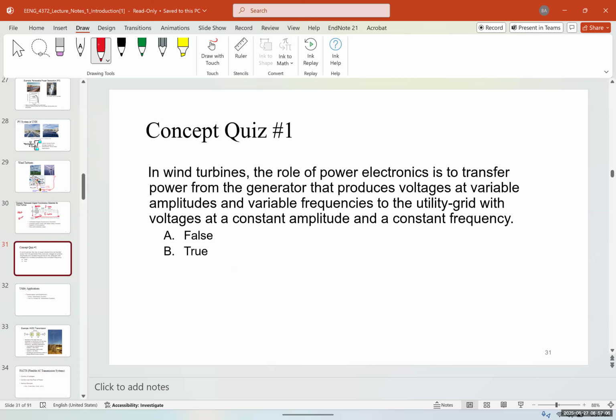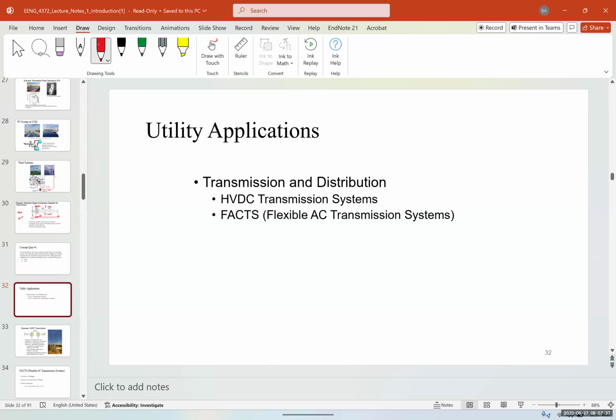So in a wind turbine, the role of power electronics is to transfer power from the generator that produces voltage at a variable amplitude and variable frequency to utility grid with voltage at a constant amplitude and constant frequency. Is this true or false? Yes, it's true, because we have something that is variable and we wanted to have something that is constant and reliable, both frequency, and we could do it for voltage.